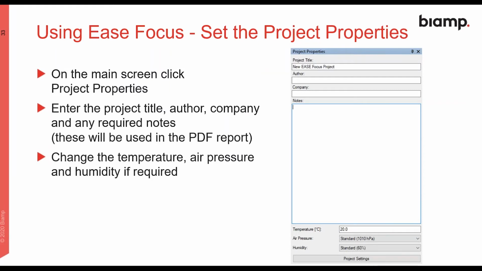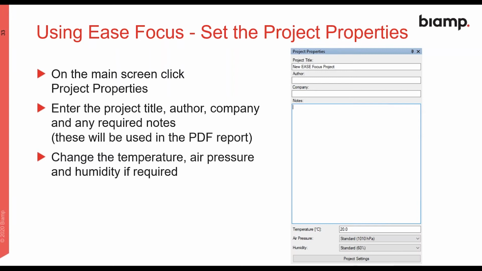Setting the project properties. On the main screen, click Project Properties, the button I showed you earlier on. You can enter the project title, so that could be the name of the end user of the project, the author, your name, your company name. The reason for putting these in here is that at the end of the project, when we make a PDF report, this data will be included.